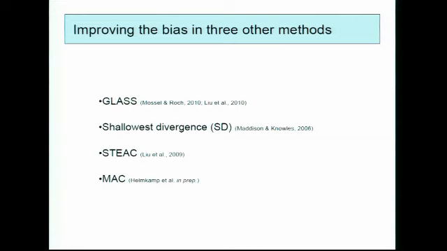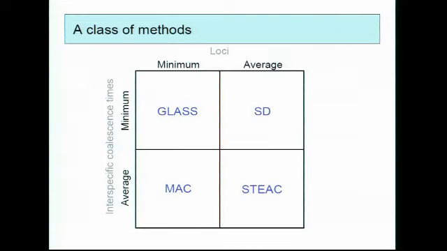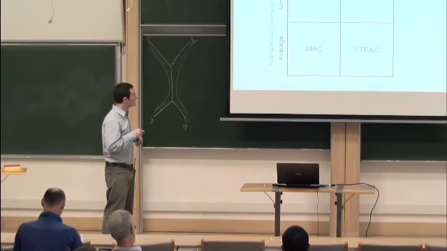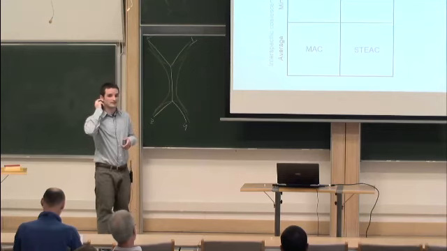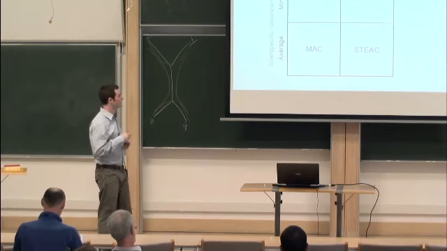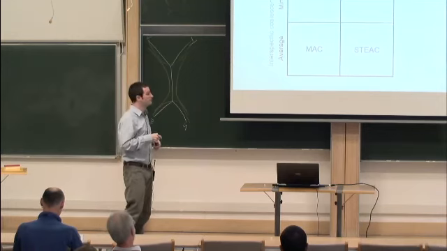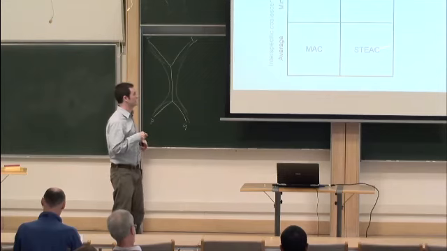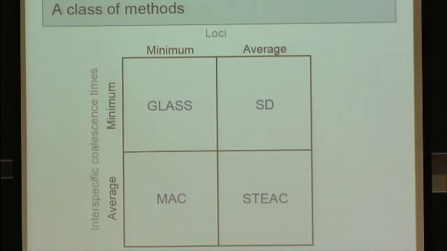All these methods work in approximately the same way. The glass method starts by taking the minimum interspecific coalescence time at a particular locus, and then takes the minimum over loci. The SD method begins by taking the minimum interspecific coalescence time at each locus, then taking the average over loci. Stake is a little bit different. It takes the average interspecific coalescence time at each locus, then takes the average over loci. MAC takes the average interspecific coalescence time at each locus and takes the minimum over loci.